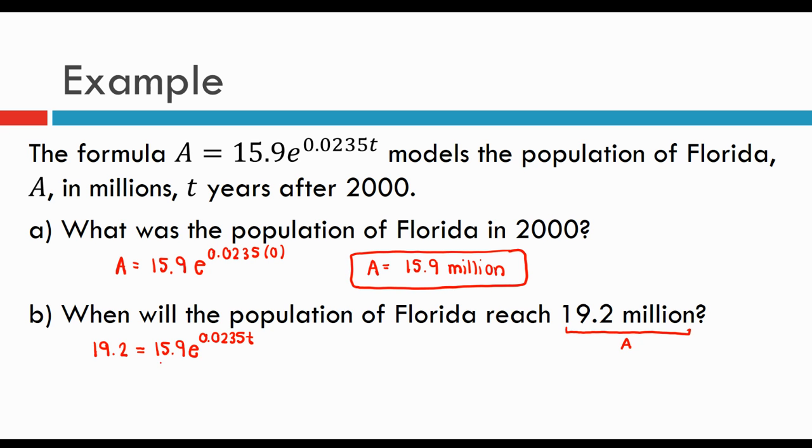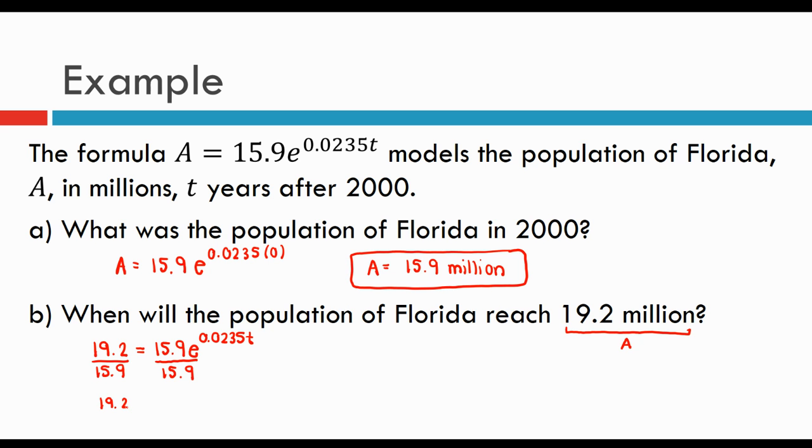Right now there's a 15.9 that's being multiplied, so I'm going to undo that multiplication by dividing. Hopefully we notice that 19.2 divided by 15.9 is not going to be the nicest number, so I'm just going to leave it as that fraction for right now.